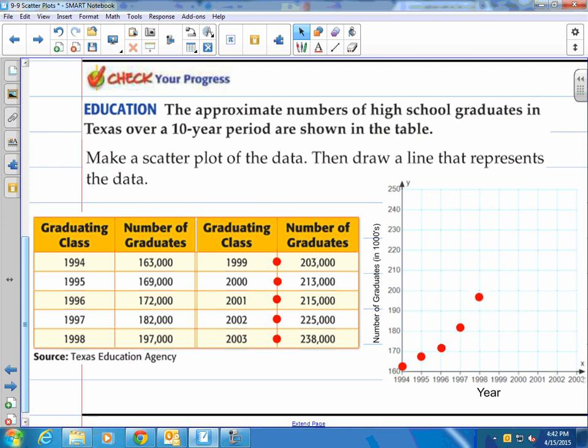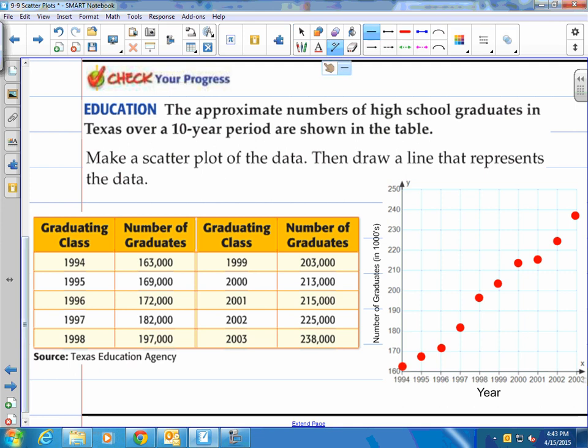1998, 197. 1999, well, let's go with 203. Then we got 213 for 2000. We've got 215. Then we got 225 and 238. All right. I think it's pretty obvious.